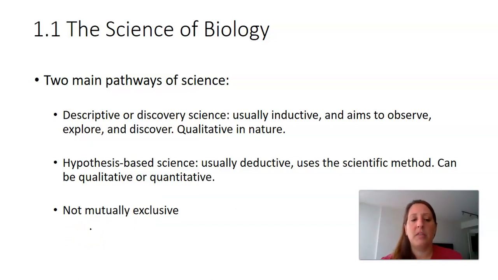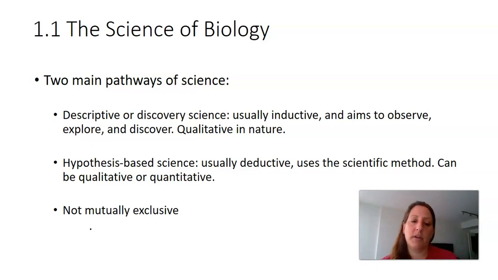Okay, so the first pathway is descriptive or discovery-based science. And scientists who do this type of research or follow this pathway of science usually use inductive reasoning, where they go from specific to general. Scientists who do this type of science are going to aim to observe, explore, discover, to learn more about something, whatever it is that they're studying.